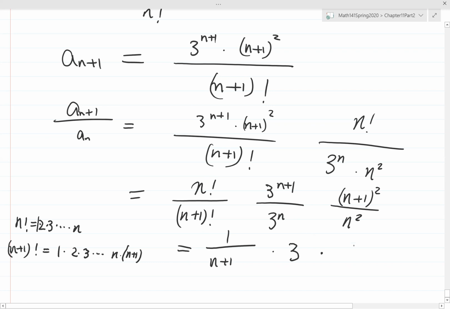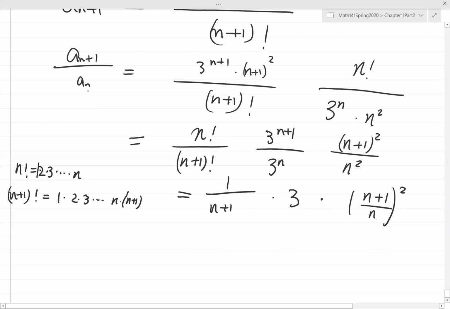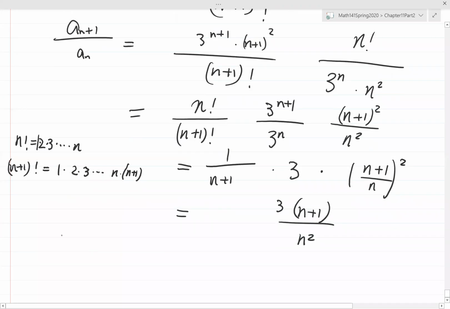Now we get n plus 1 squared over n squared. Okay, so we have n plus 1 here, cancel a factor n plus 1. So we finally have this is n plus 1 over n squared times 3. Okay, now you see as n approaches infinity, the limit of a_(n+1) over a_n is the limit as n approaches infinity of 3(n plus 1) over n squared.